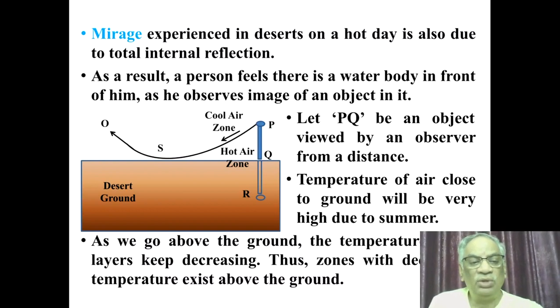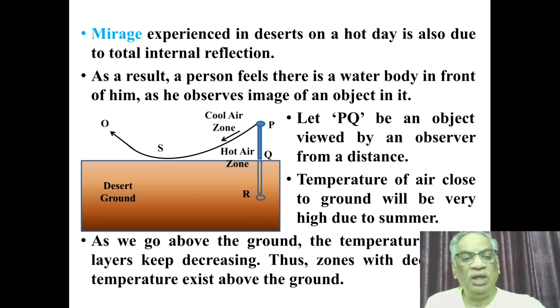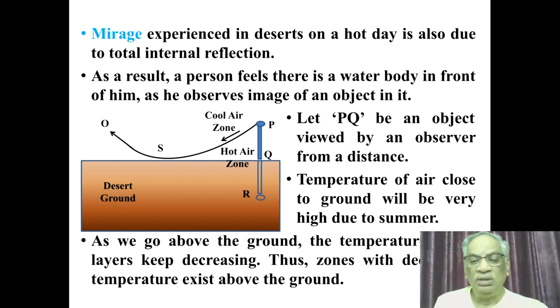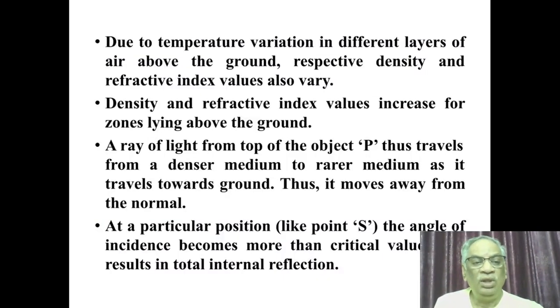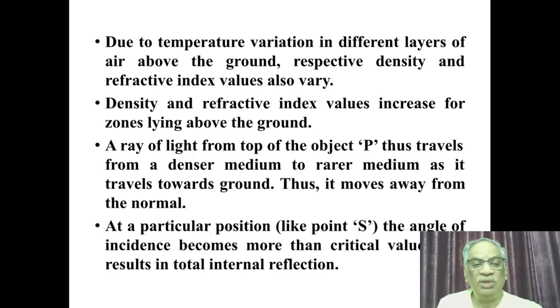close to the point Q and cool air zone at the top of the object P. In between, the temperature decreases as we move from the point Q to P. Due to the temperature variation in different layers of air above the ground, the respective density and refractive index values also vary. Density and refractive index values increase for zones lying above the ground. That means the refractive index of the hot air zone is less as compared to the cool air zone at the top of the object.